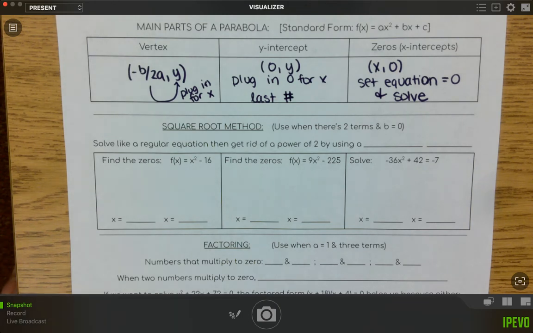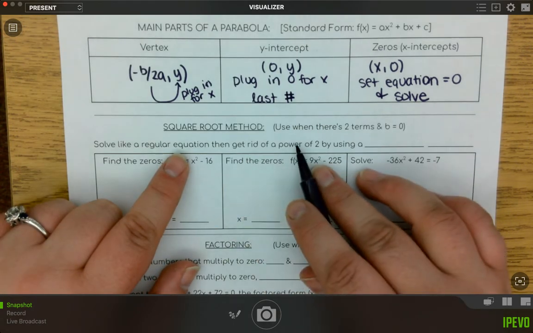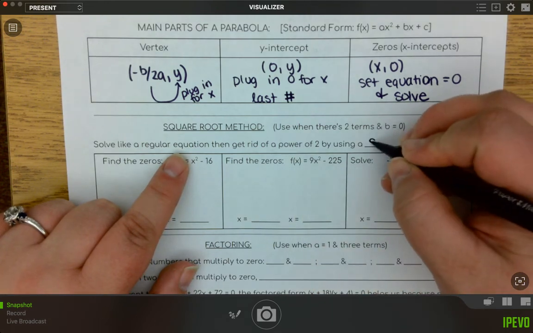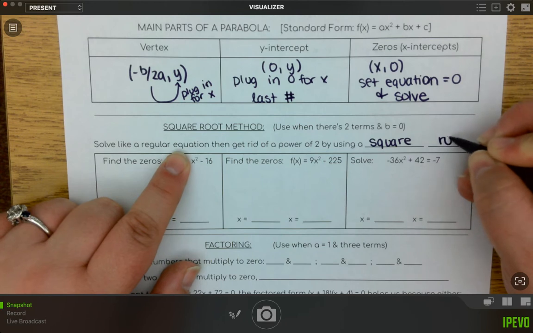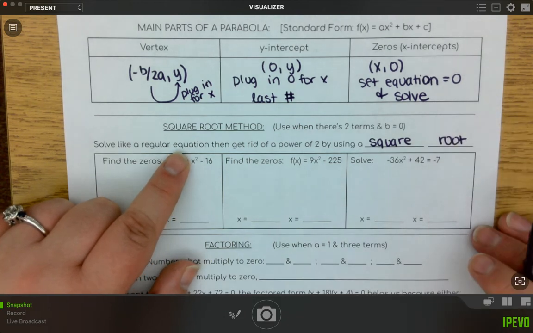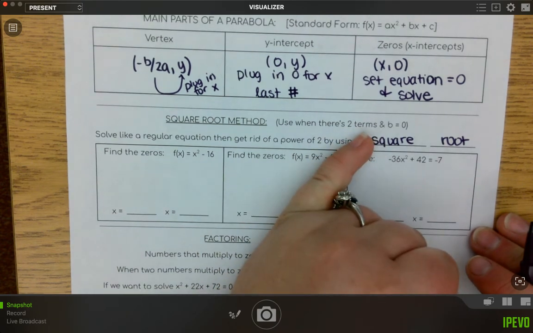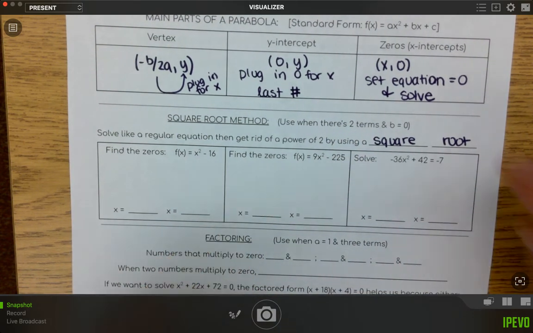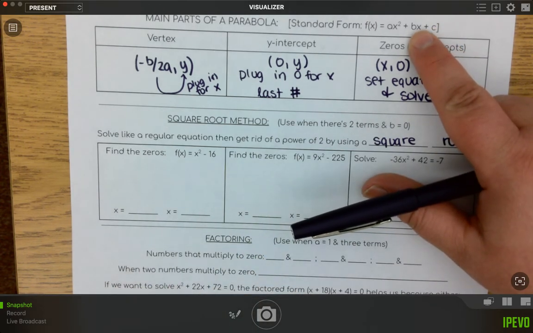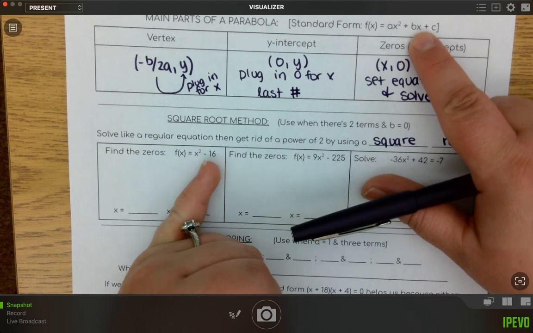For the square root method, you're going to solve it like a regular equation. You're trying to get x by itself. But at the very end, you need to get rid of the power of 2 by using a square root. And these will solve a little bit more naturally. We're going to use this method when there's only two terms, because b equals 0. What I mean by that is the number in the middle that's supposed to have x with it, there isn't one, so it's got a 0 technically. That's why it's not showing up.